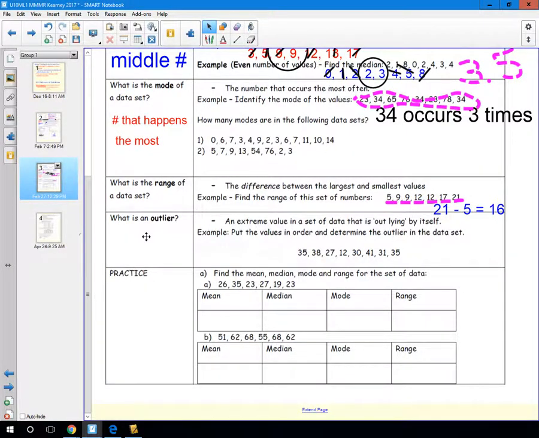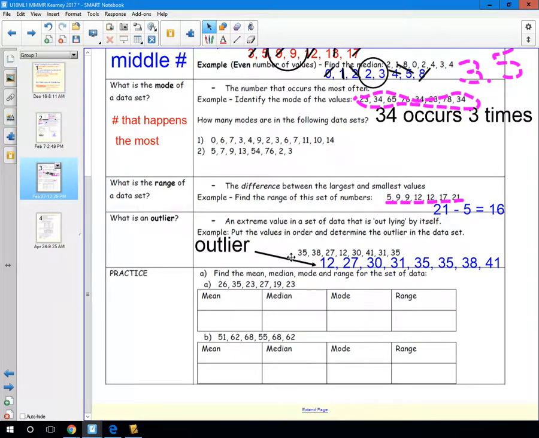And then the last thing, the outlier. An outlier is exactly what it sounds like. It lies outside by itself. It's an extreme value in a set that is outlying. Kind of like an outsider is someone who doesn't belong. An outlier is the number that doesn't belong. So when you look at these numbers and you put them in order least to greatest, which number do you see is kind of different than the rest of them? Which one doesn't really belong? That's right, the 12. Okay, so that is my outlier.